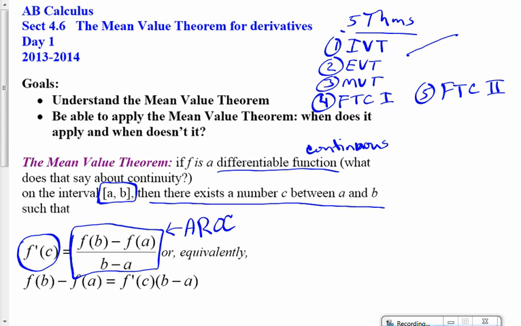So here's what mean value theorem says. Assuming your function is differentiable, means you can take its derivative, then there has to be a value on the interval for which the average rate of change is equal to the instantaneous rate of change. I'll draw pictures and try to make that make more sense in just a minute. Okay? And, well, you've got a picture on your notes. Let's get to it.